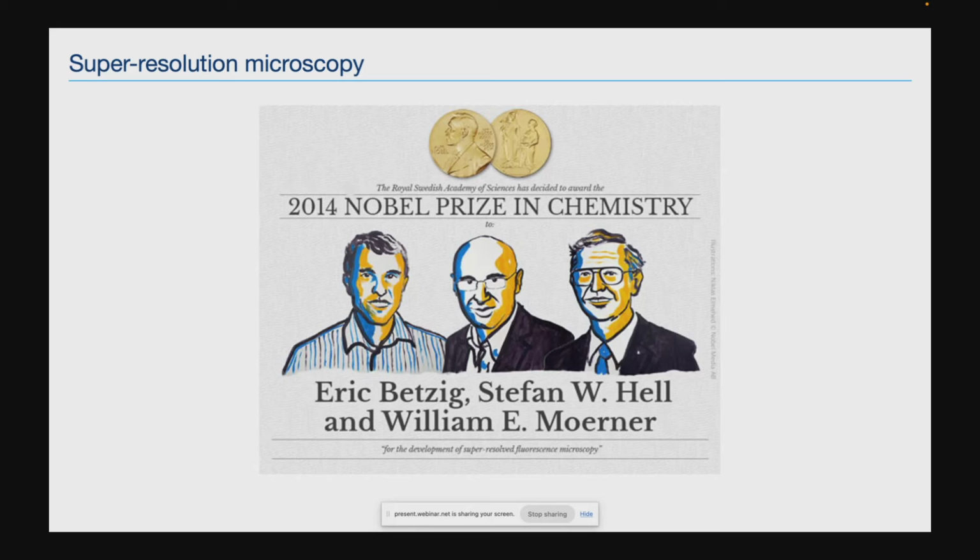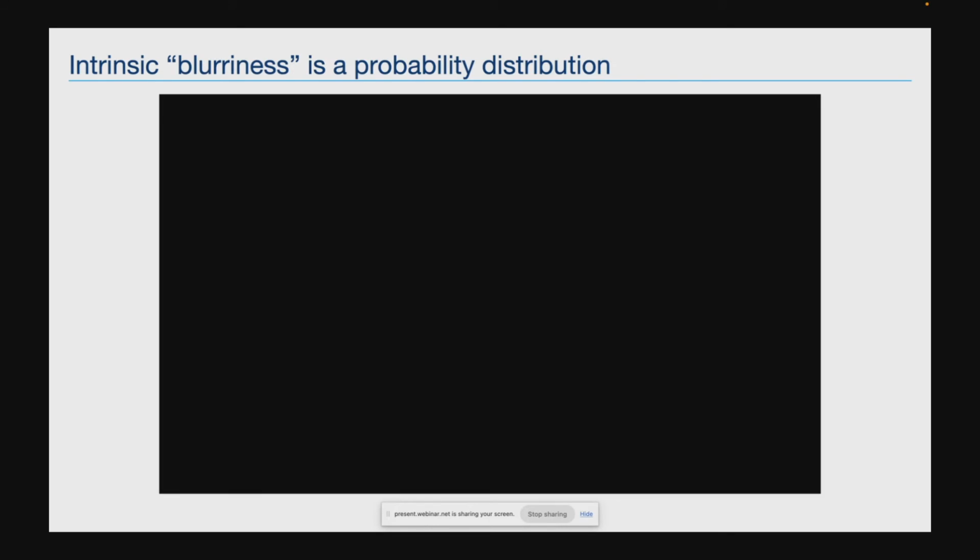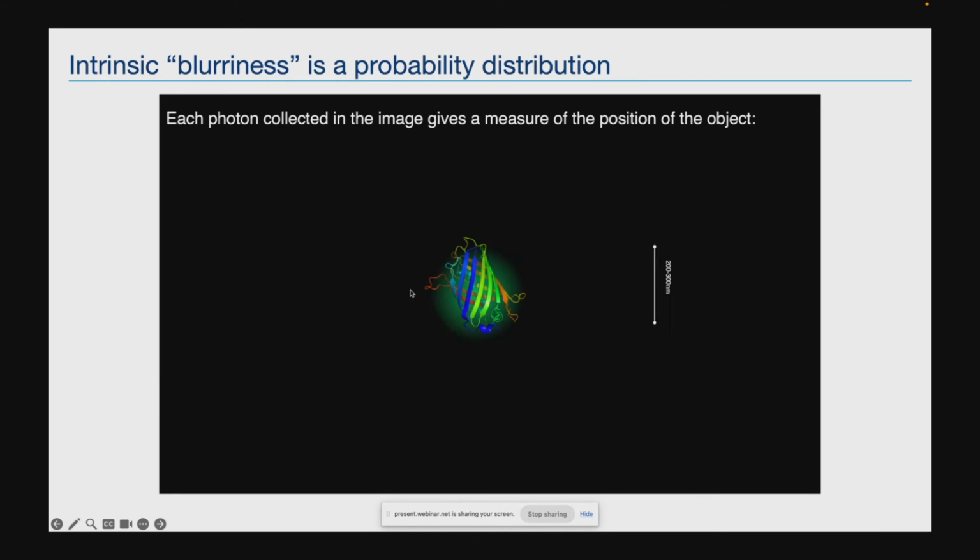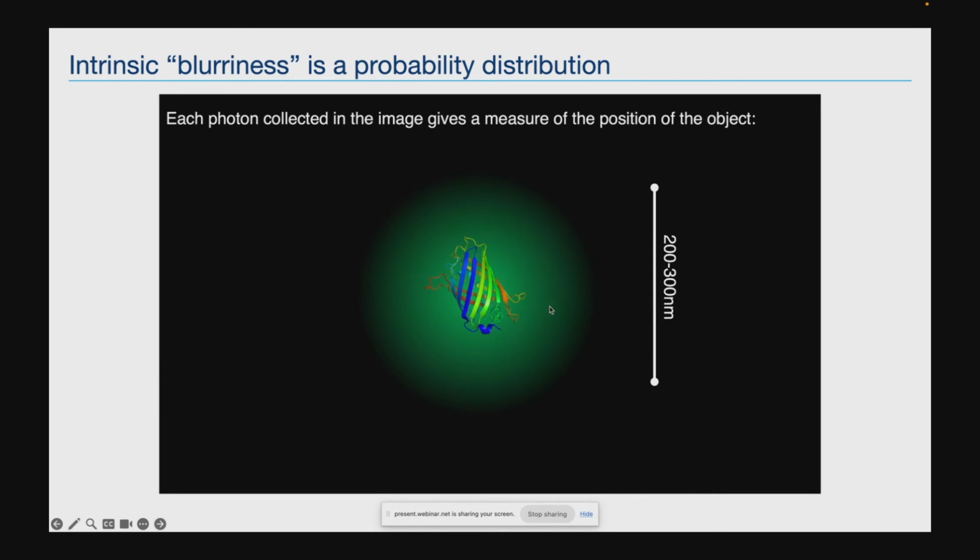That blurriness that I showed you there is actually a probability distribution. If we imagine we've got GFP here and we image GFP, then the size of our point spread function, or our blur, is about 250 nanometers. Now this gives us some information. The most likely position that we would find our molecule is in the center of this blur. So all we need to do is fit this to a mathematical function to find the center point, and then we know where our molecule is present.